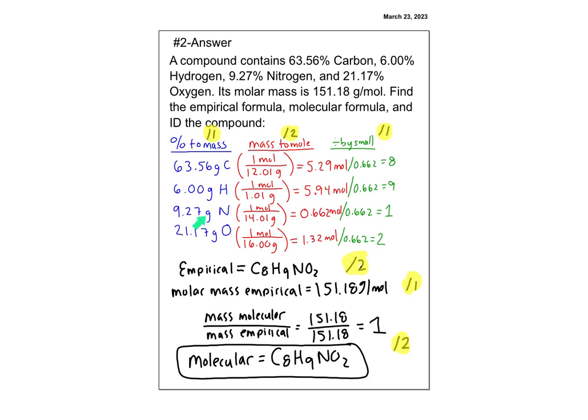So 1 for percent to mass, 2 for getting mass to mole correct, 1 extra point for dividing by small, and then 2 points total for the correct empirical formula. If the order is different, that's okay. So far you have 6 points potentially.